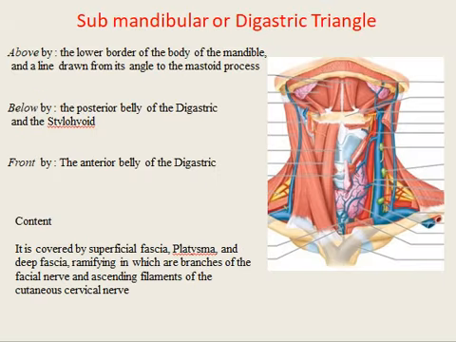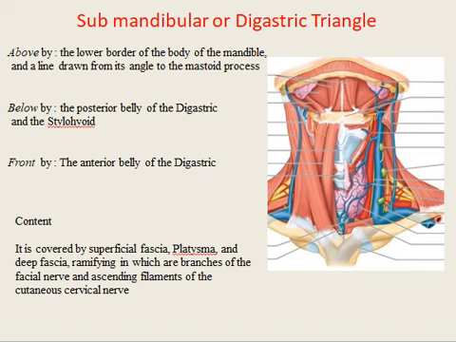Now coming on to the submandibular or digastric triangle. Boundaries of the submandibular triangle are above by the lower border of the body of the mandible and a line drawn from its angle to the mastoid process, below by the posterior belly of the digastric and the stylohyoid muscle, and in front by the anterior belly of the digastric muscle.